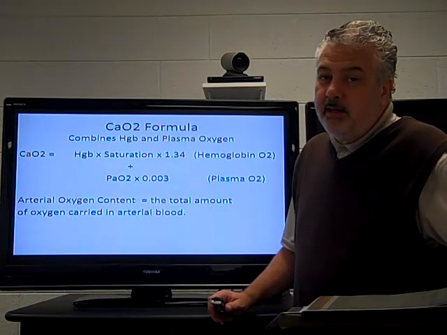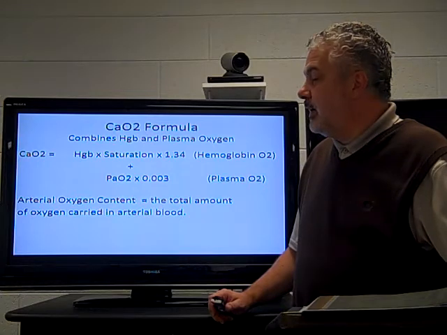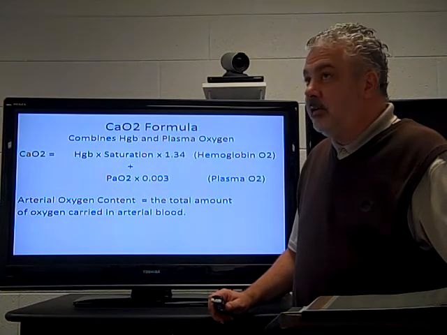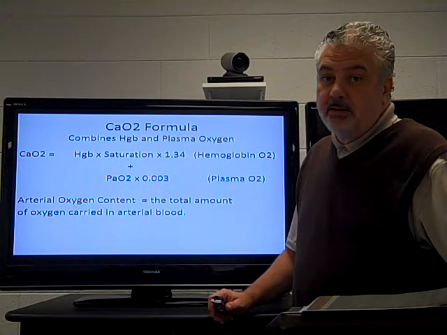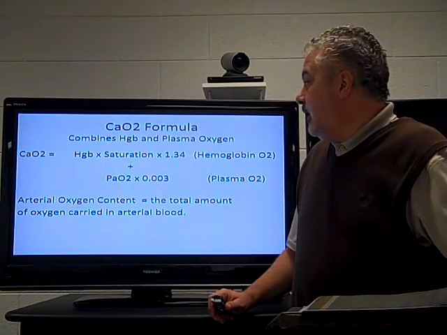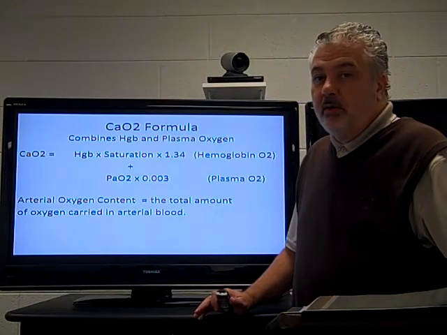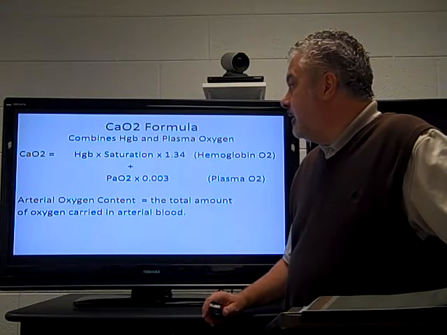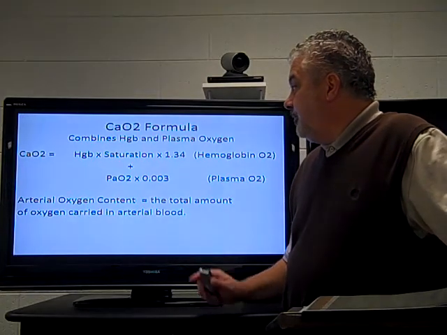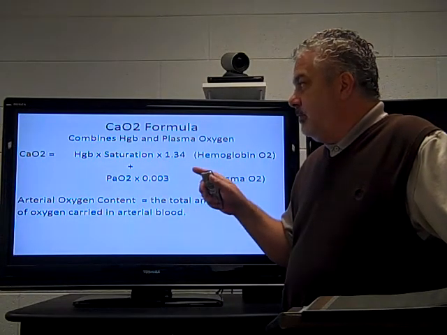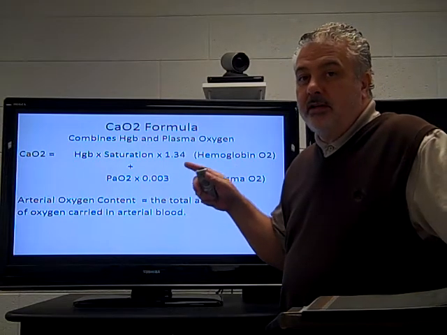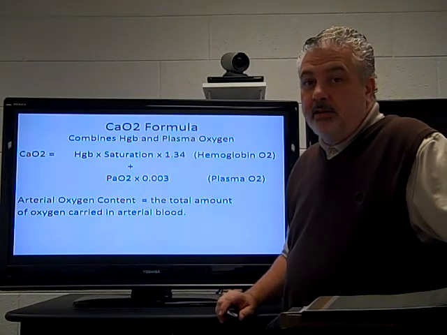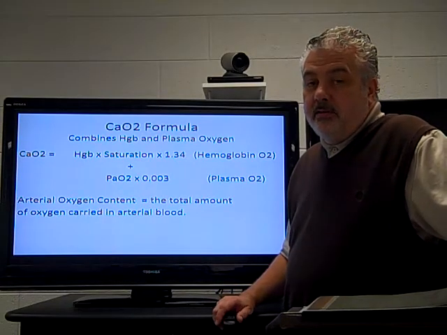If I wanted to calculate the hemoglobin oxygen, it's saying that I should take hemoglobin times saturation times 1.34. Add that to the plasma oxygen, and then I have a representation of all the oxygen carried, and this is a good way of doing that. Now, in order to do the arterial oxygen content formula, really you could just do the top line, and that would get you close enough to the answer to know what it is.